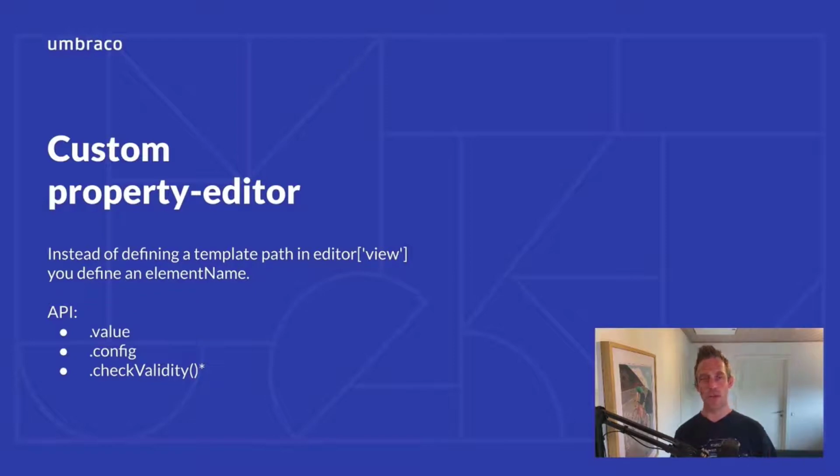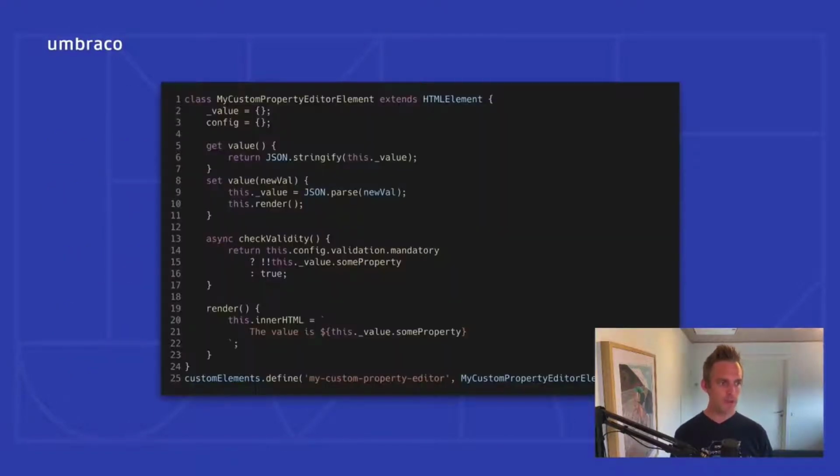Then we will give you a config property, which is going to be all the pre-value stuff that you know from today. We're just going to give you this once, and then you can do with it whatever you want. And then we'll have an optional async check validity function, where you can return some kind of value to us, whether your property editor is valid at this time. So that could look something like this.